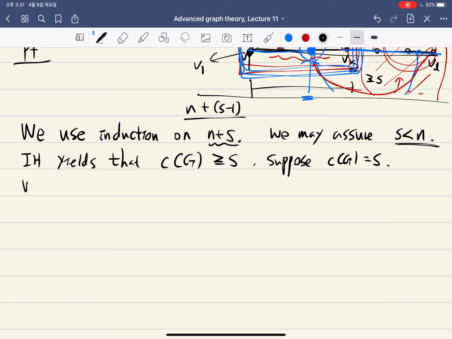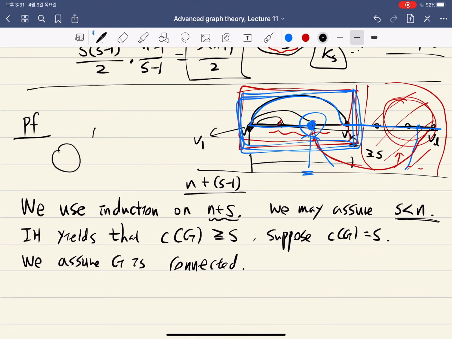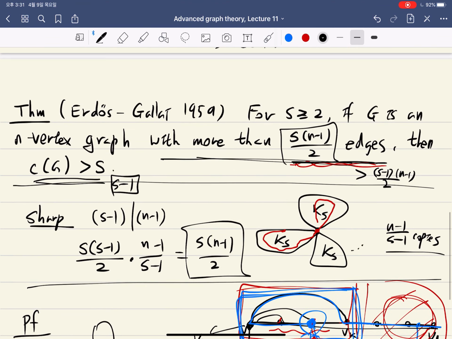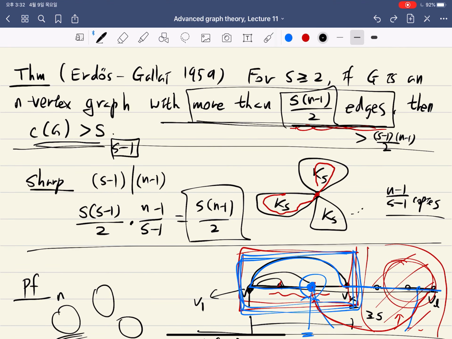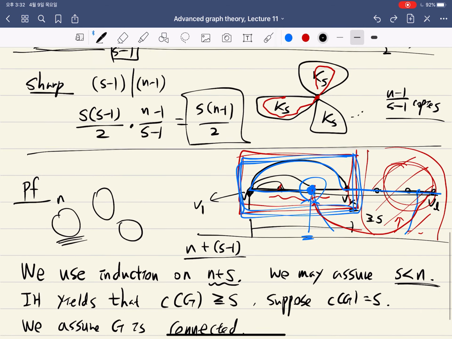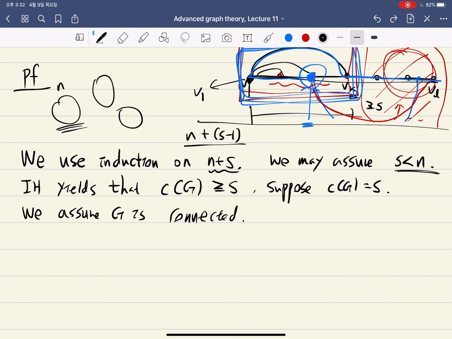And we also assume G is connected. If this is not connected, then you take a component which satisfies this condition with the n prime vertices. There must be such a component. Otherwise, you can just add up the number of edges and check that this must be satisfied. So we assume G is connected.